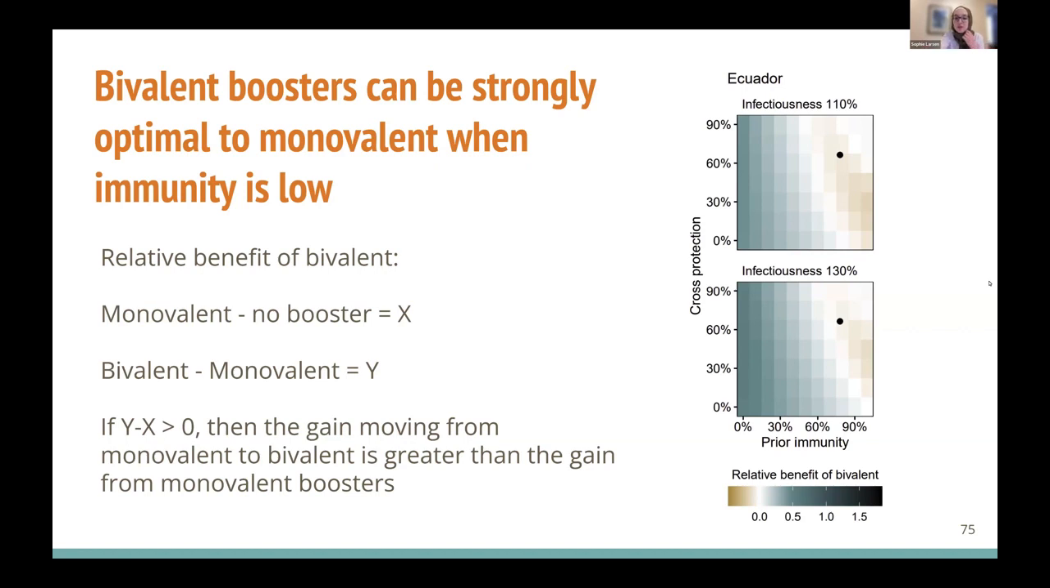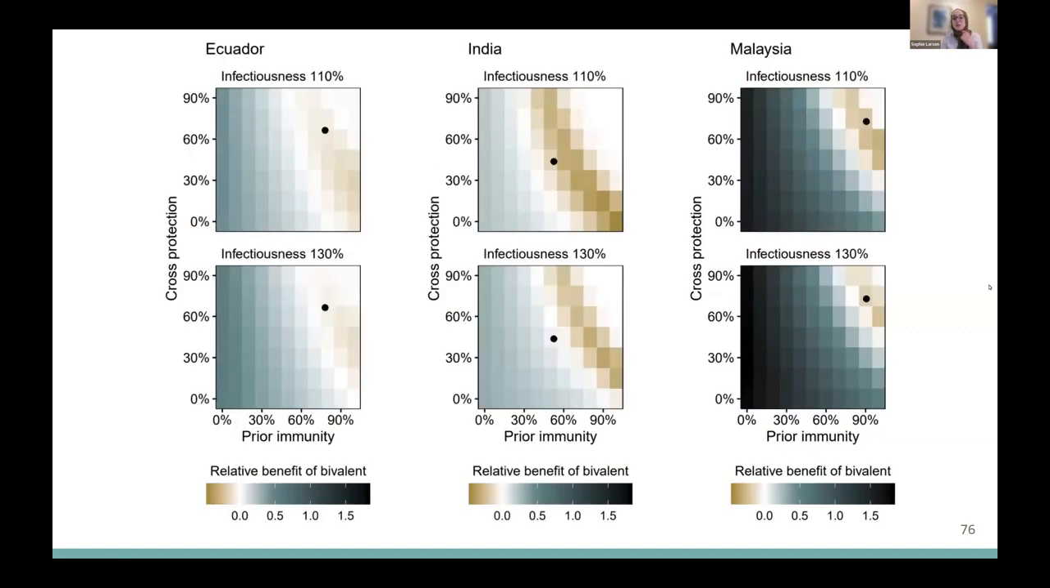And we saw similar patterns across these countries. It's especially pronounced in Malaysia. And what's really interesting here is that, in all cases but one, the country-specific parameters are falling in an area of the parameter space where you're getting diminishing returns.